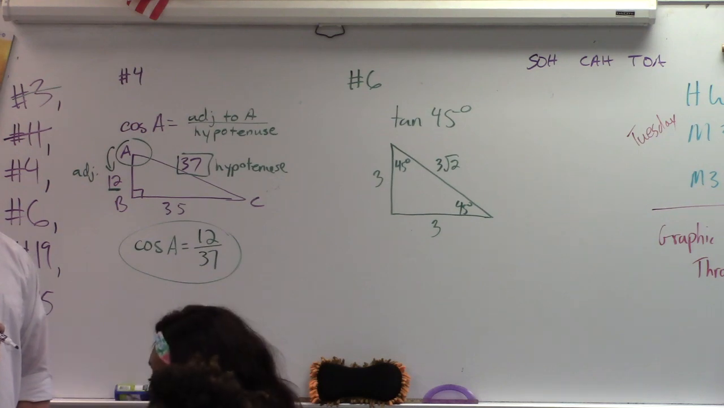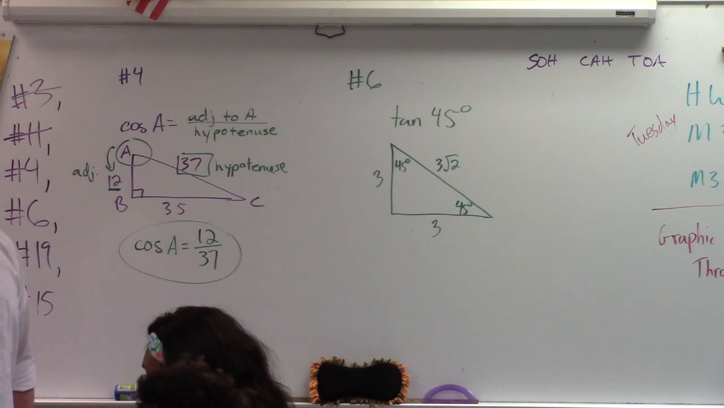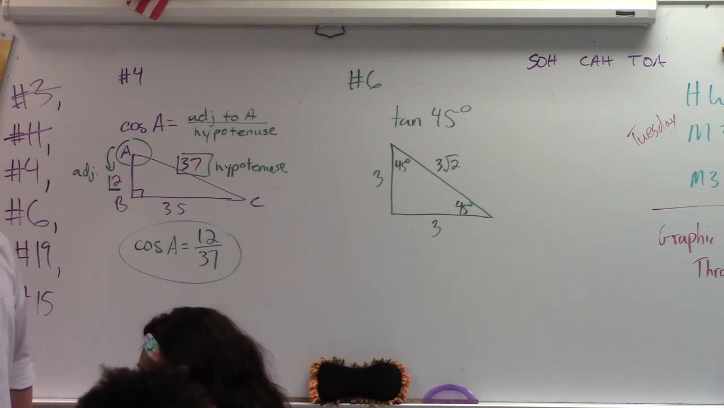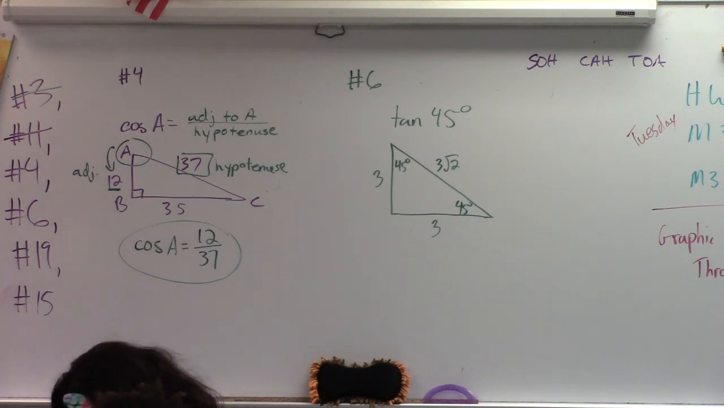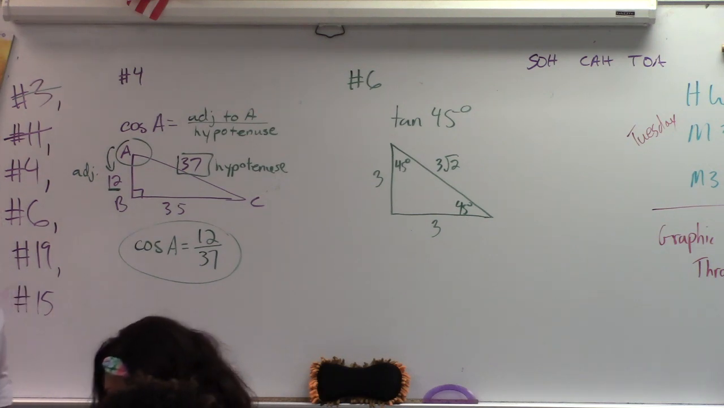It's a trig circuit. Once you completed this one, the sine of A ended up being 35 divided by 37. You said you had to figure out where 35 divided by 37 was, and that was number 2. So this one, 35 divided by 37, that's number 2.